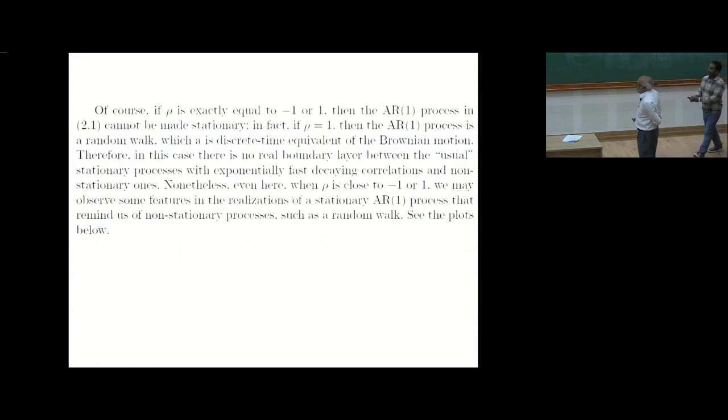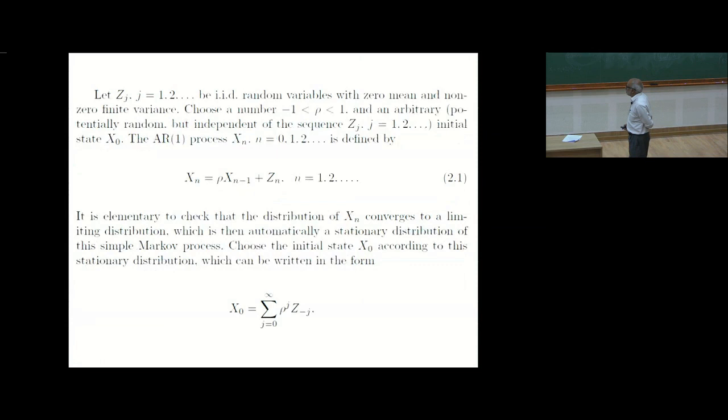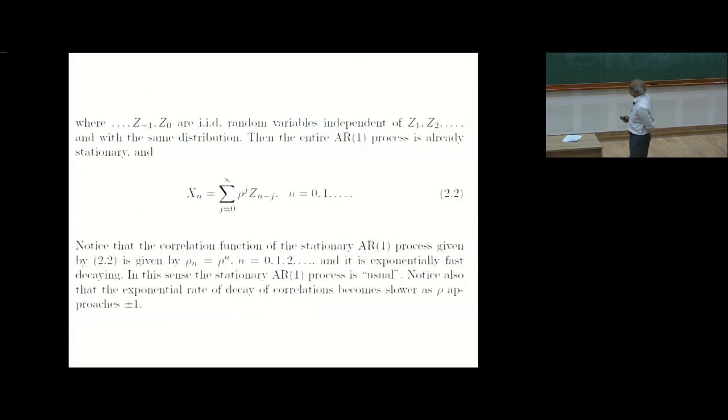Now you can rewrite it in terms of negative indices, and these negative indices also exactly satisfy the same distribution, so the entire process can be written as a convolution sum of this. Here you see rho_n is given by rho to the n, and it is decaying exponentially fast. So this is the usual process.